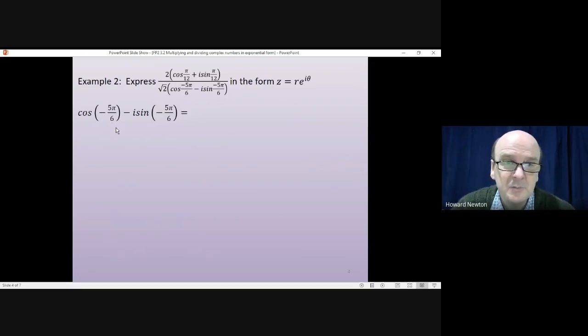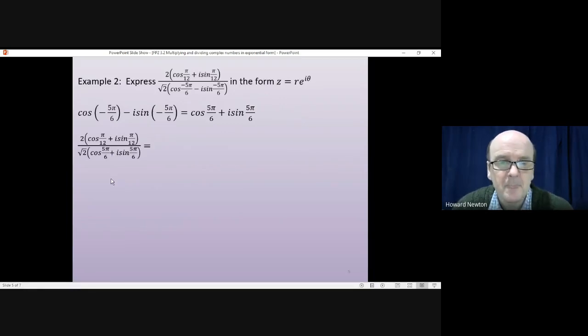For cosine, that's not a problem because the cosine of theta and the cosine of minus theta are the same as each other. But for sine, we'll need to change the sign here because the sine of minus theta is equal to minus the sine of plus theta. So that will give us cos 5 pi by 6 plus i sine 5 pi by 6. Then we can rewrite the question. So that is what it says now, exactly the same as before, but we've changed the angle to plus 5 pi by 6 and we've changed this minus to plus down here.